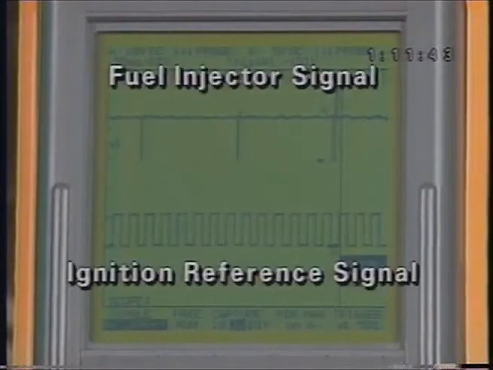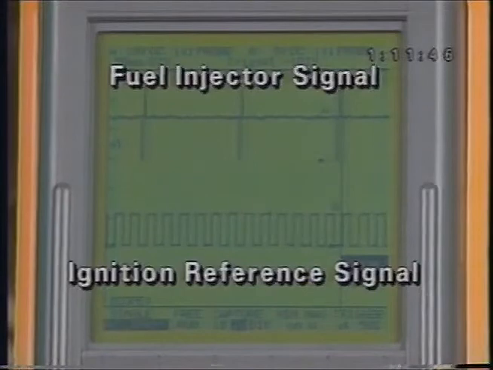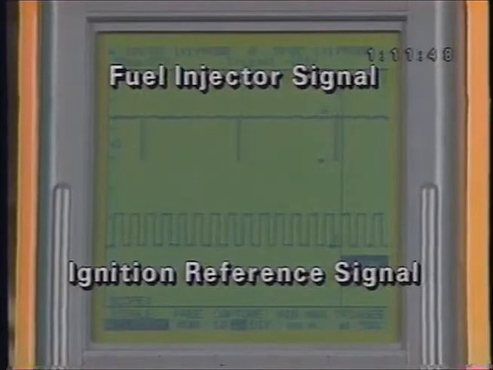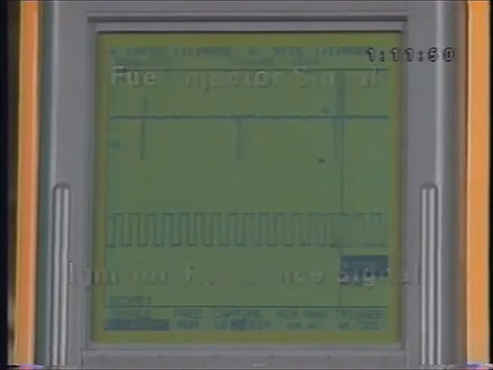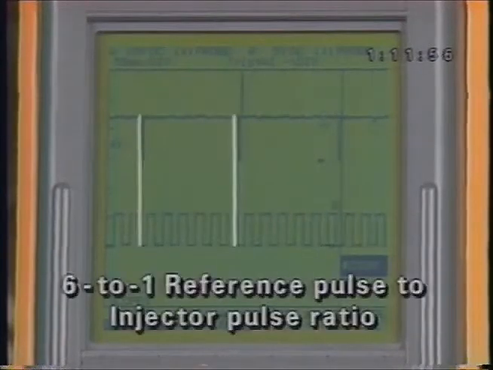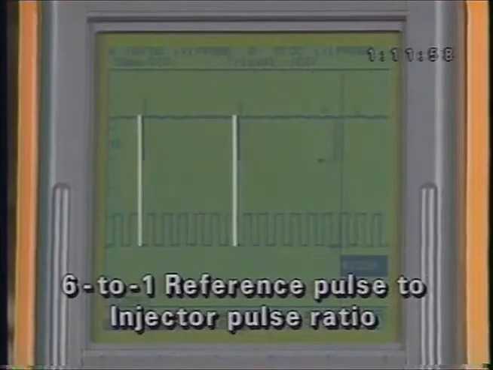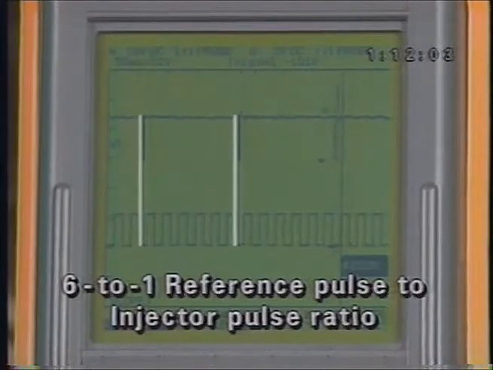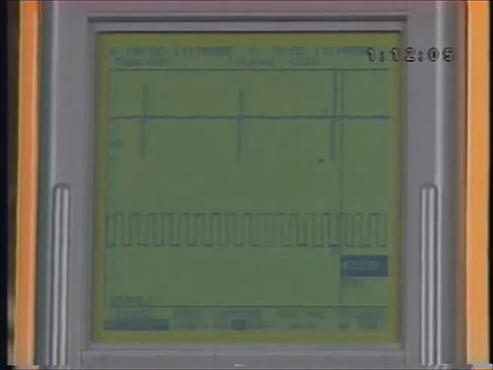Look for a relationship between the ignition reference signal and the injector signal. There may be a 1-to-1 relationship, a 2-to-1, even an 8-to-1. It doesn't matter, just so you see a relationship. On this vehicle, the relationship is 6-to-1. That's because the ECM uses the reference pulse to time the injectors. If it doesn't see a reference pulse, it doesn't know when to fire the injectors.